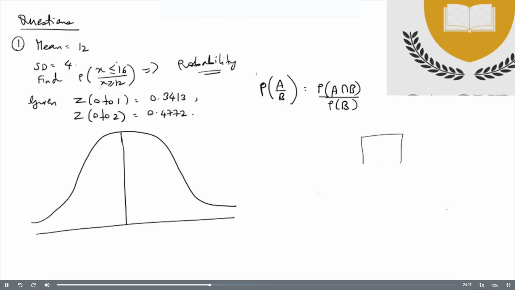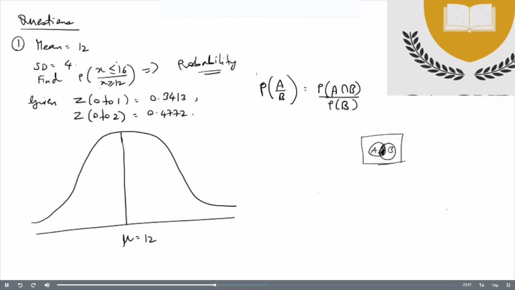For example, this is A, this is B, this is A intersection B. This is the example from your previous chapter of probability. Now let me show you how to solve this question given the two values of z as given for the previous questions. Let me first draw the diagram. On this diagram the midpoint is mu, which is 12, and the formula for P of A upon B is P of A intersection B by P of B.